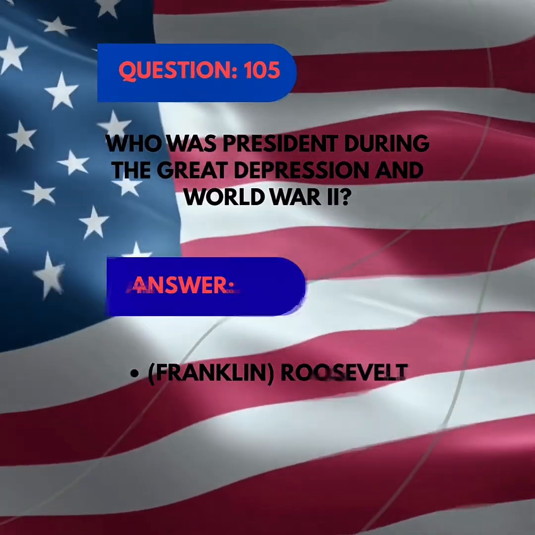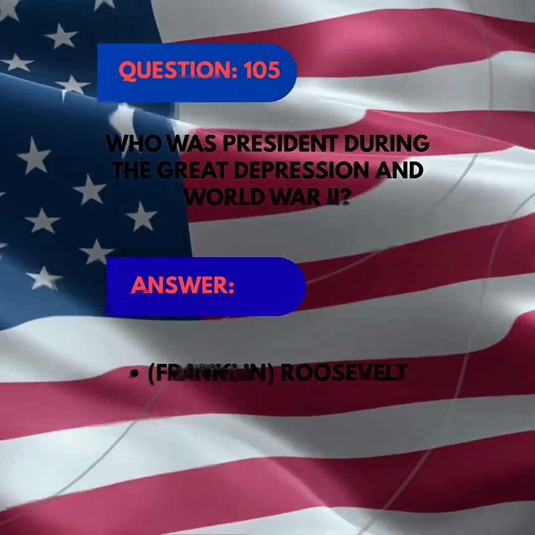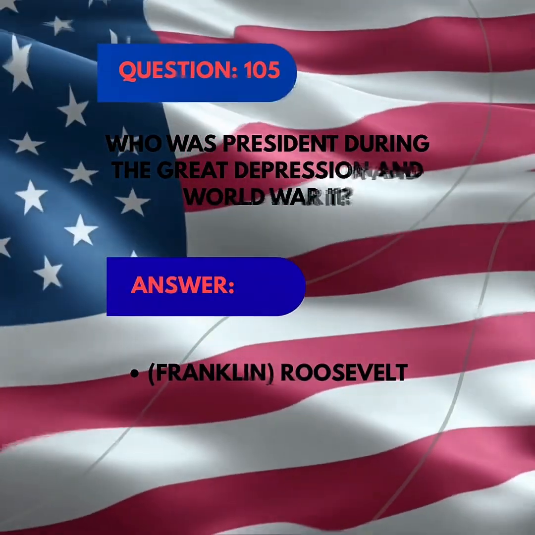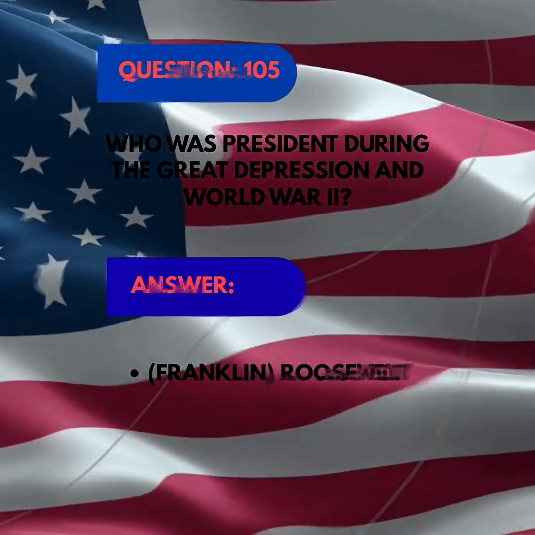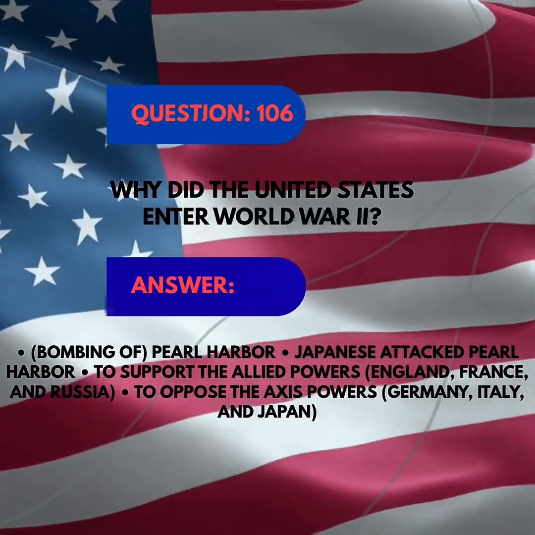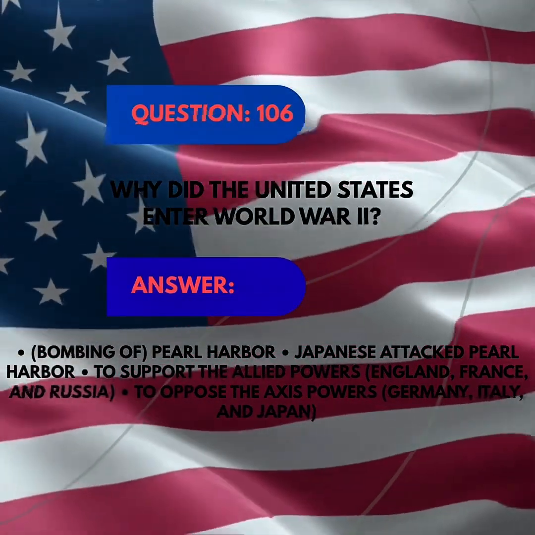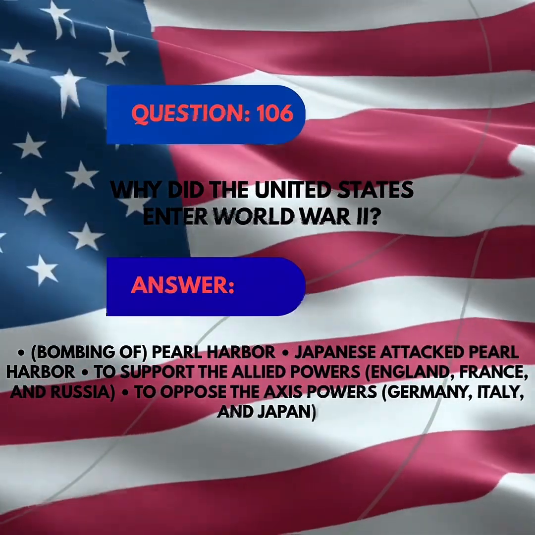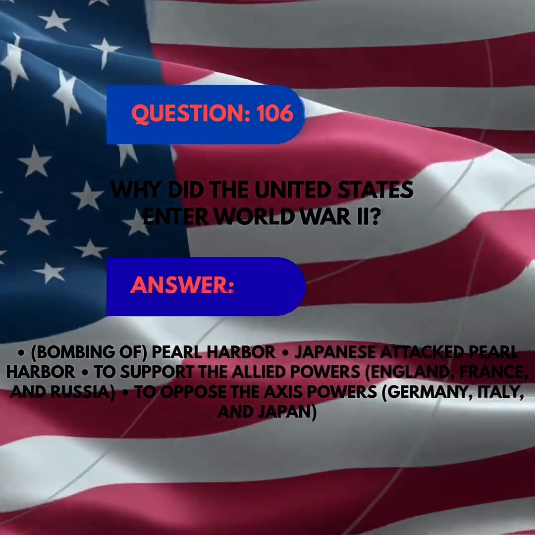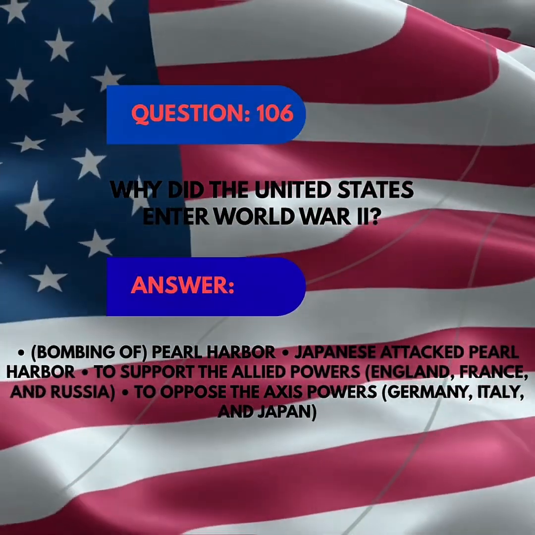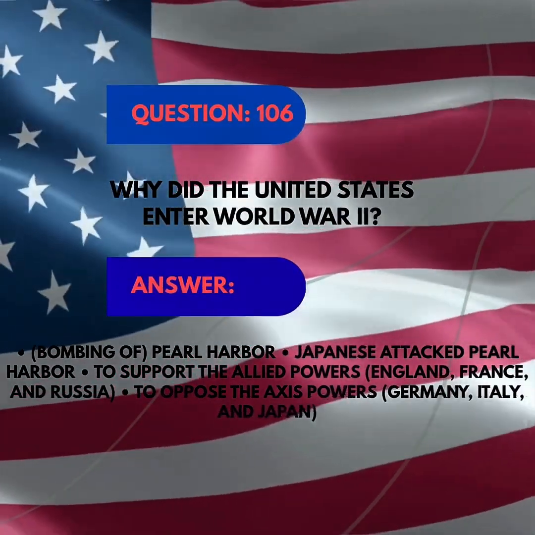Question 105. Who was president during the Great Depression and World War II? Answer: Franklin Roosevelt was president during both the Great Depression and World War II. Question 106. Why did the United States enter World War II? Answer: Because Japan attacked Pearl Harbor. The U.S. entered the war to support the Allied powers and oppose the Axis powers.